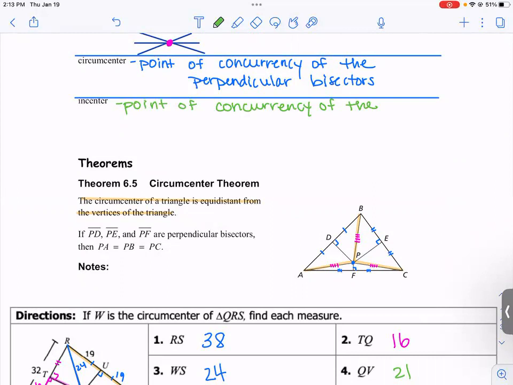What was the other segment we worked with on Tuesday? It's like the angle. The angle bisectors.